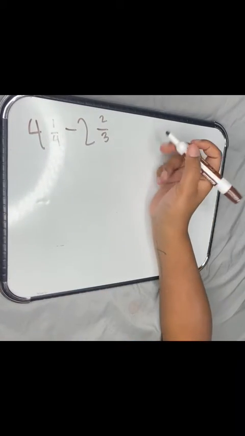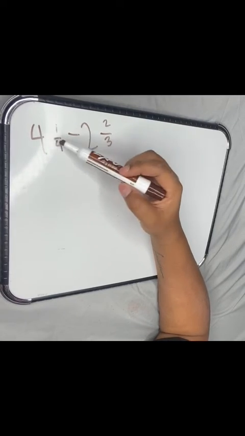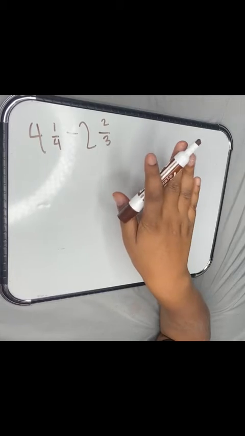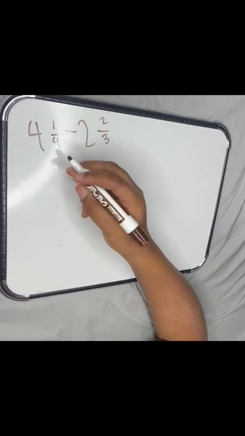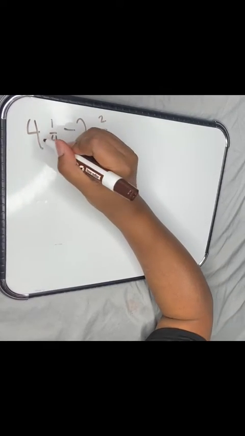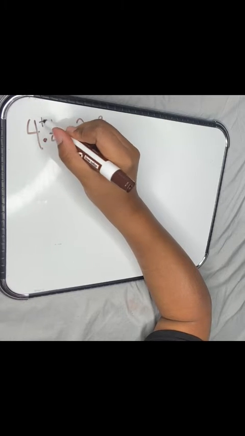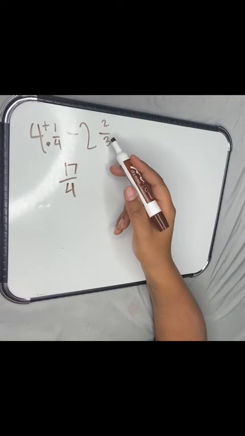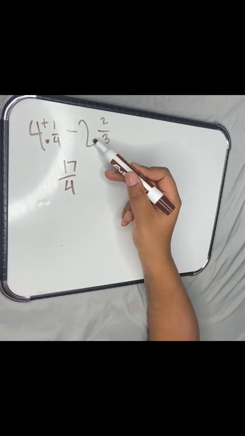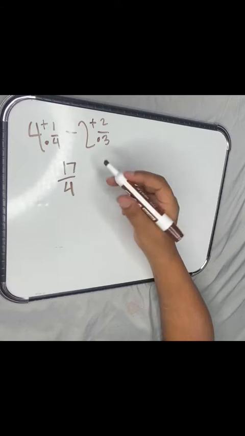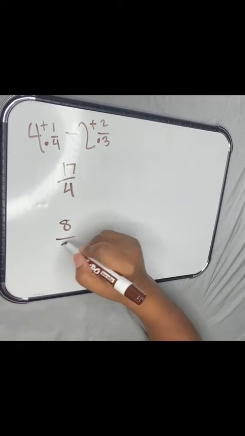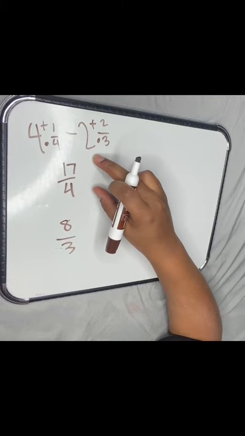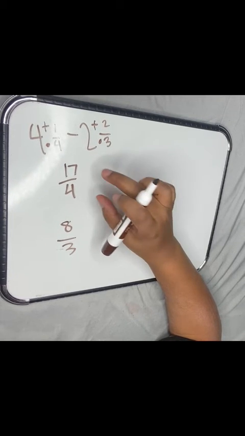Last but not least, we're going to talk about one more example. We have 4 1/4 minus 2 2/3. There are different ways you can go about this, but I'll show you one way first. So, like I said, you can multiply 4 by 4 and get 16, and then add the 1 and get 17 and have 17 over 4. And then you can go 3 times 2 and get 6 plus 2 and get 8 and have 8 over 3. So we need to get these two numbers to a common denominator.